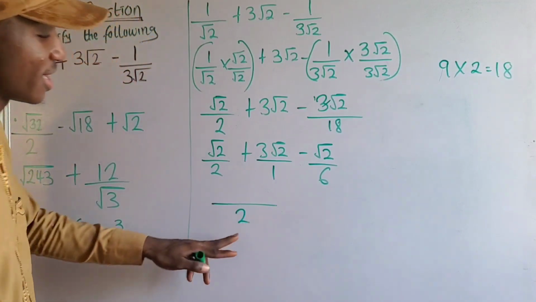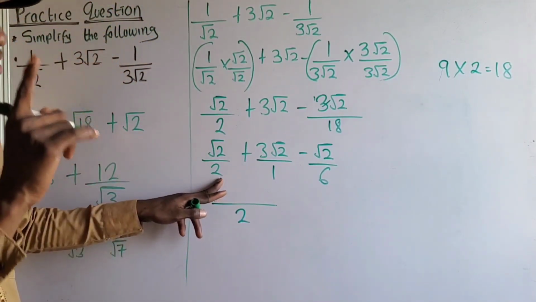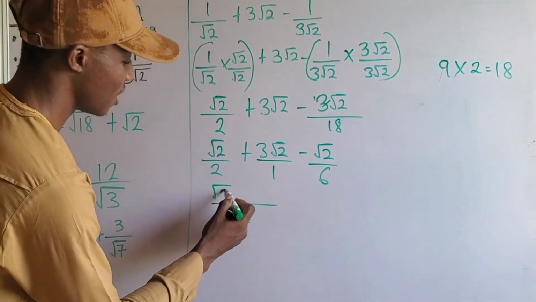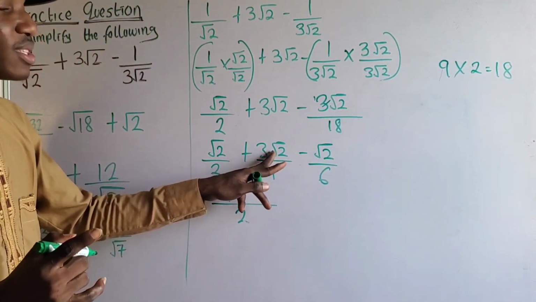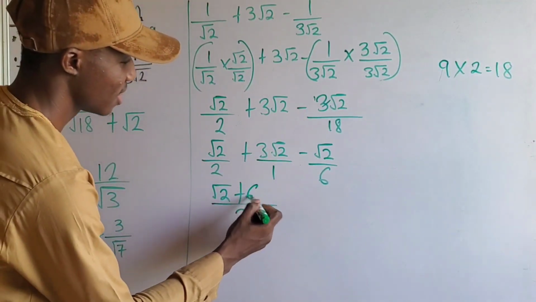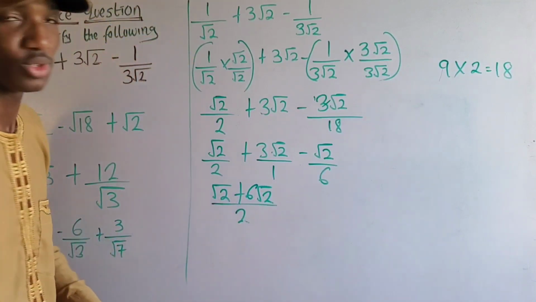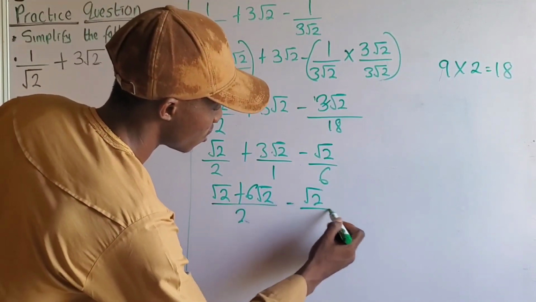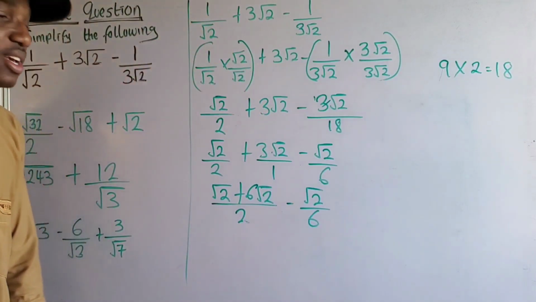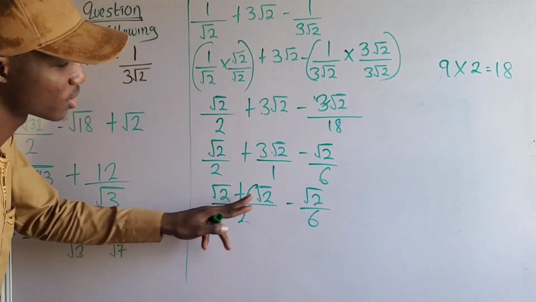So I'm going to have 2 here. 2 divided by 2 is what? 1. 1 times root 2 is what? Root 2. Are you there? Plus 2 divided by 1 is what? 2. 2 times 3 root 2, that is what? 6 root 2. Do you understand? Okay. Minus root 2 all over 6. Do you understand?